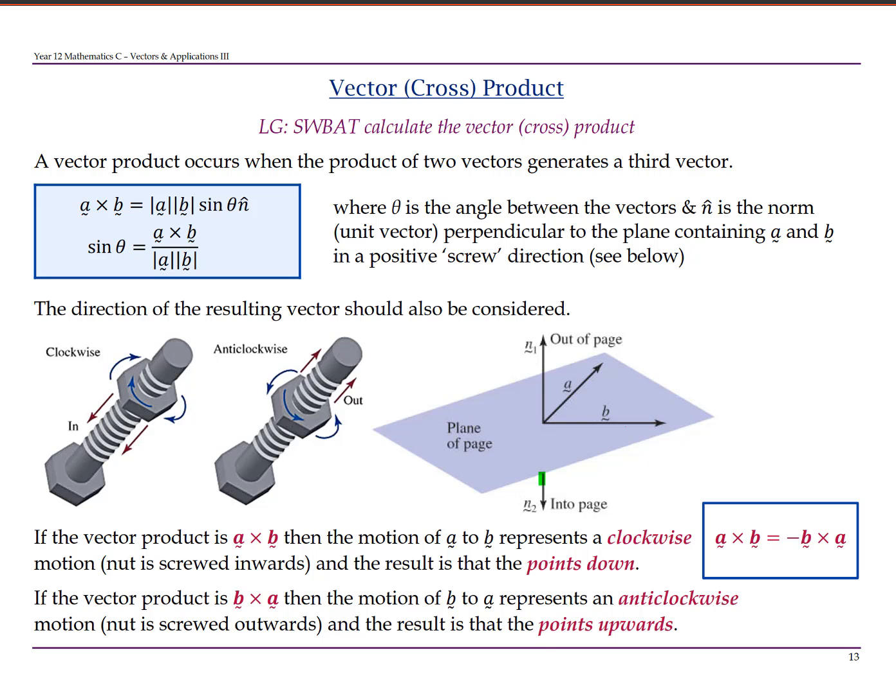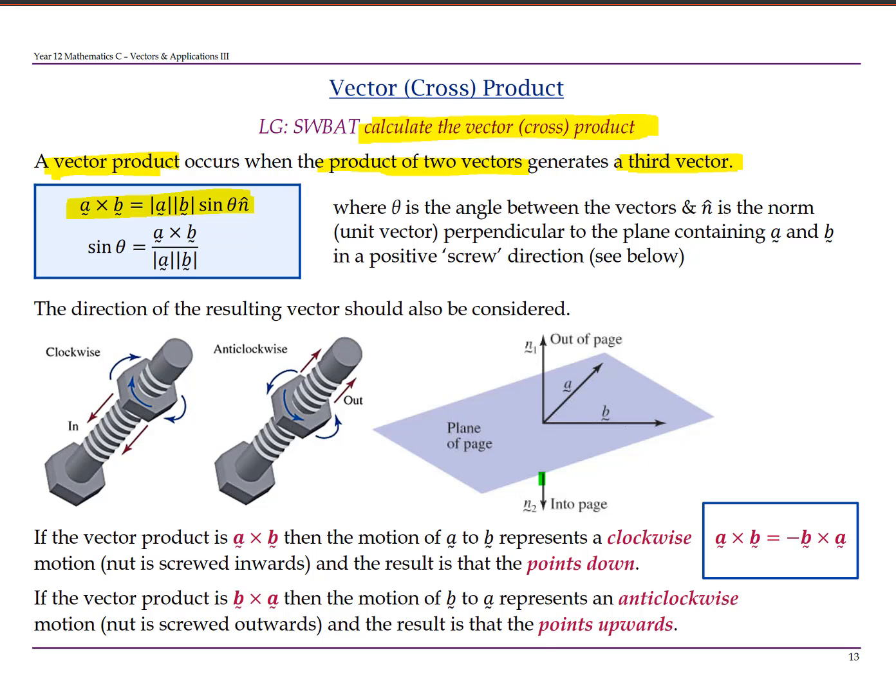Okay, this video looks at the vector or cross product, and we're going to learn how to calculate the vector or cross product. Now, a vector product occurs when the product of two vectors generates a third vector, in contrast to our dot product, which generated a scalar. So A cross B, A multiplied by B, is the magnitude of A vector times the magnitude of B vector, sine theta. Now theta is the angle between the two vectors, A and B.